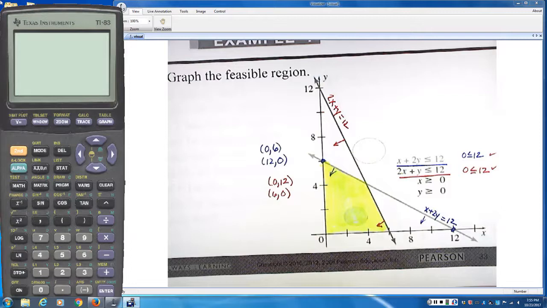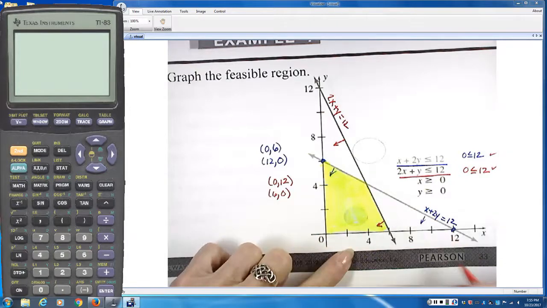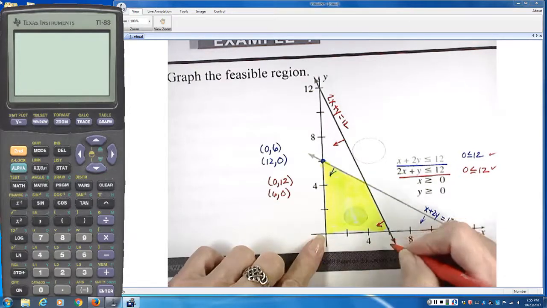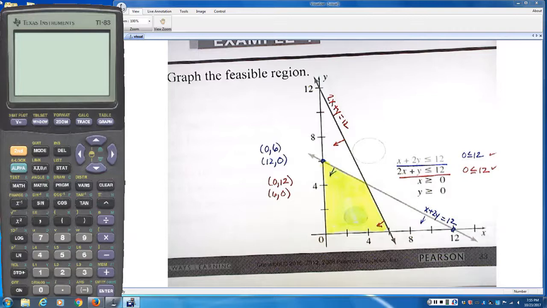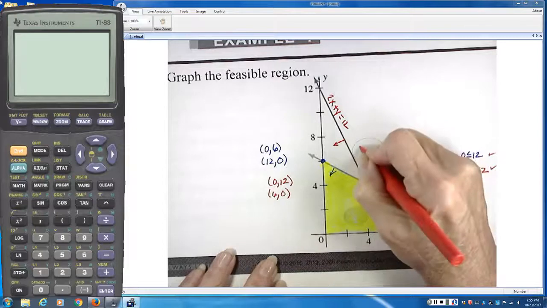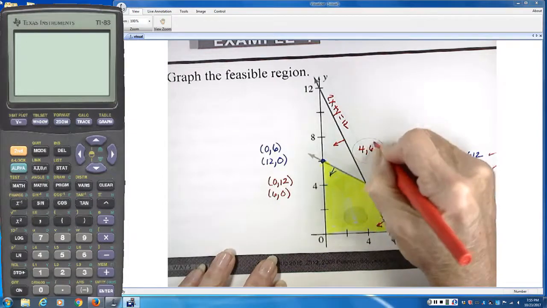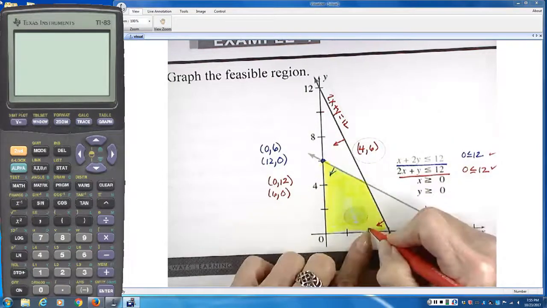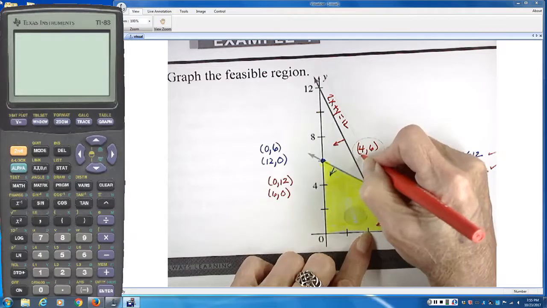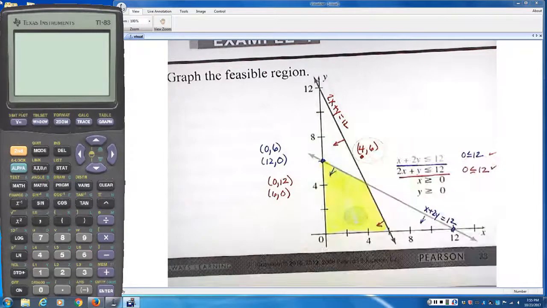And when they ask you part C, and part C is the one that says, can you make 4 batches of cake and 6 of sugar? I'm sorry, let me go back and read my problem again. Yeah, 4 cake, 6 sugar. Then that's going to be 4 and up 6. It's going to be that point right there. Is that point in the feasible region? No.